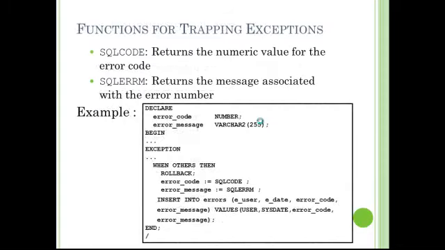Functions for trapping exceptions. SQLCODE returns the numeric value for the error code. SQLERRM returns the message associated with the error number. This is the example. Declare, begin, exception.